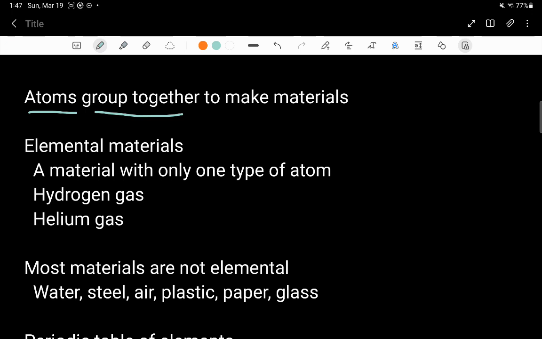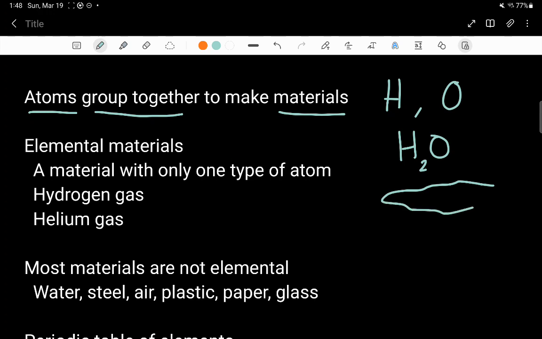In some cases, they form very rigid networks that look like crystals, but sometimes they just group together in gas or liquid forms, and they make these materials. For example, with hydrogen and oxygen atoms, if you get a whole bunch of these together, they can first form a water molecule, and then from that, they can make a material like bath water or water in a lake, right?